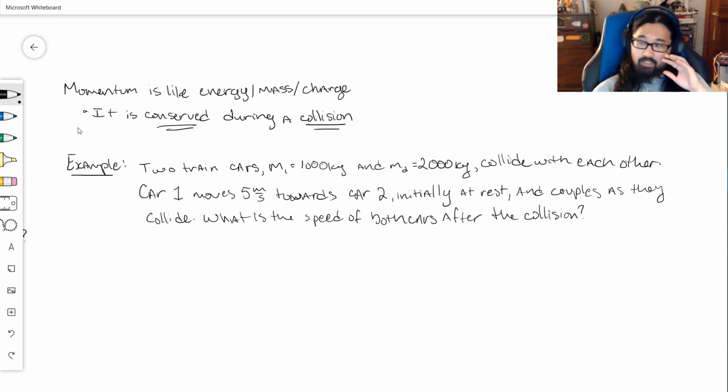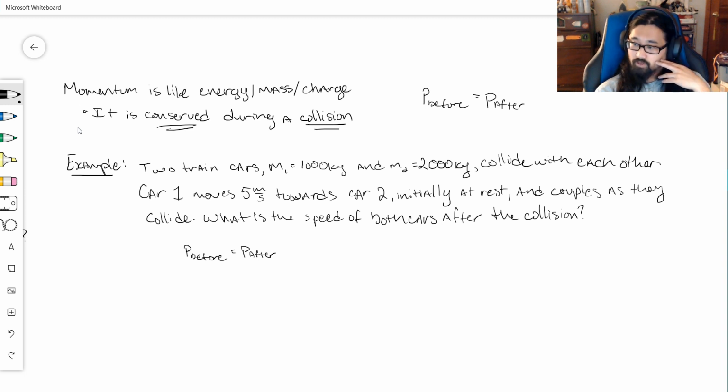All right. Now, momentum is like charge, energy, and mass conserved in a collision, which is to say that momentum before has to equal momentum after. Alright, so let's kind of take a look at what we have and think about this. Before the cars collide, I have car 1 and car 2 as separate objects. Car 1 is moving towards car 2, which is initially at rest, then they couple together when they collide and they move as one object later. The momentum before here has to equal the momentum after.